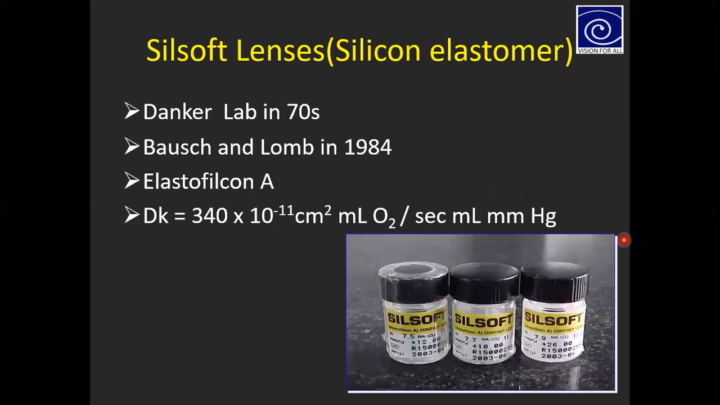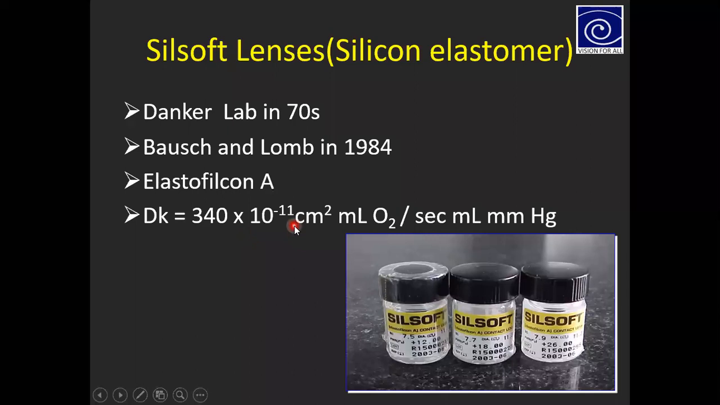Still, Sil-soft lenses are very specialty soft lenses. These lenses are made especially for only the pediatric aphakia condition, and Bausch & Lomb made these lenses. It is not available in India still, although it was launched in 1984. One of the reasons why it is not available in India is that it is a very costly lens, and it is made from silicone hydrogel material. So you see, the Dk is very high.